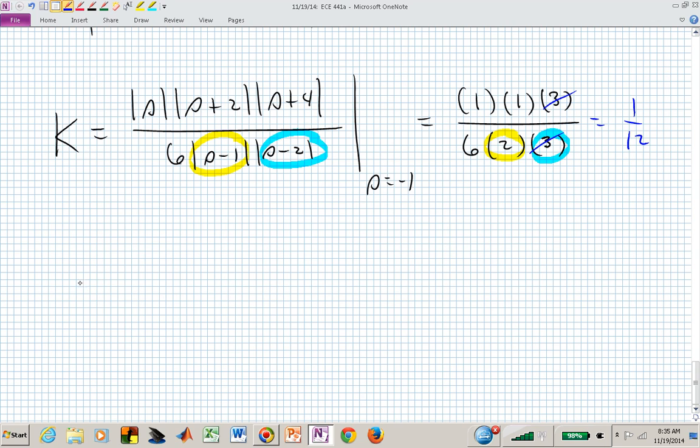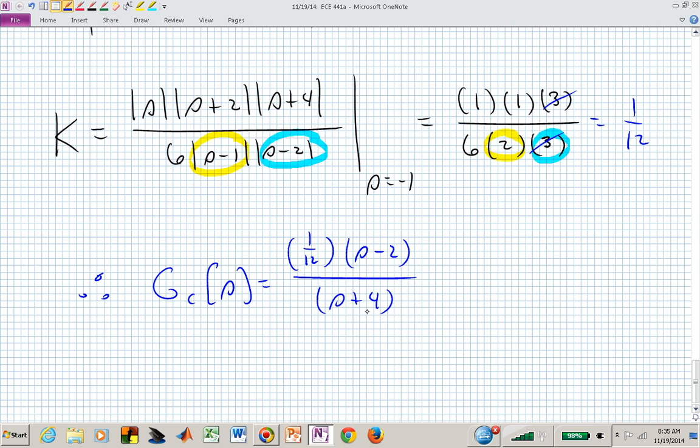But now I have my controller. My controller, G sub C, is now 1/12 S minus 2 over S plus 4. And that will stabilize my system that with just a pure gain was not capable of being stabilized if the gain was positive. Are there questions on that controller design?